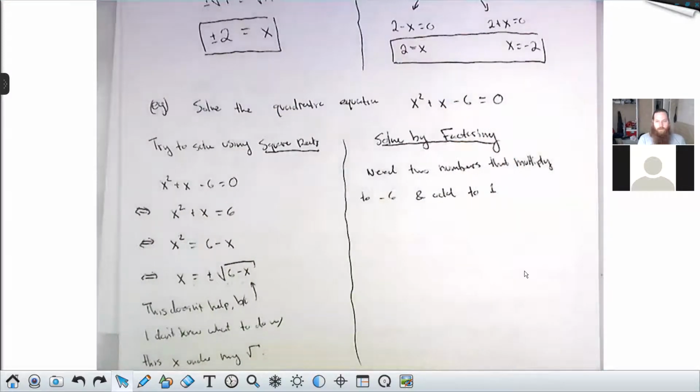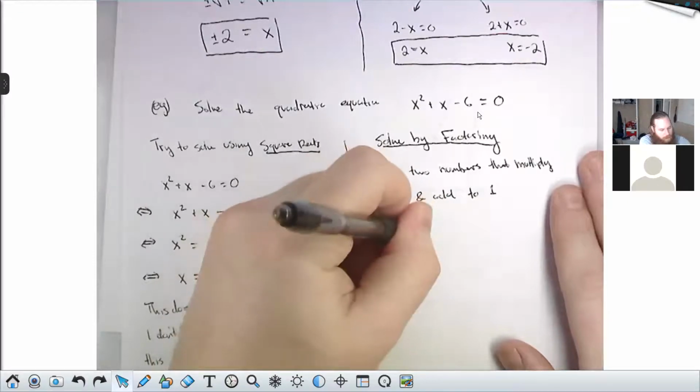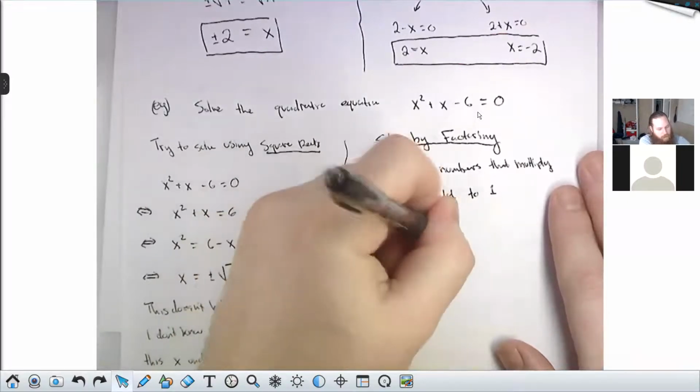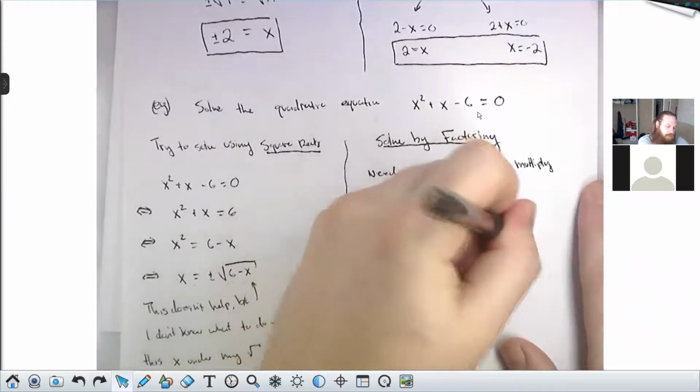And these aren't terribly hard to find, right? In this case, there are two integers that do it. Yeah, -2 times +3, that's definitely -6. And -2 plus +3, that's definitely +1. So we can rewrite this as x squared plus 3x minus 2x minus 6 equals 0.